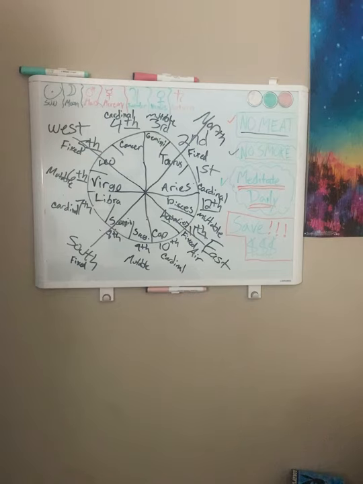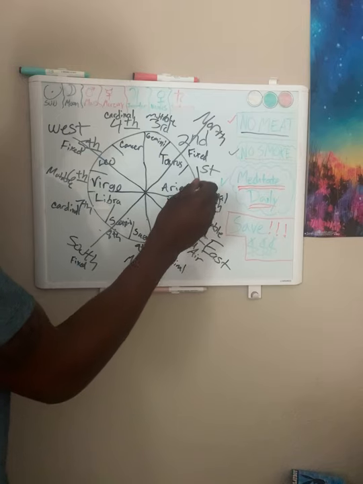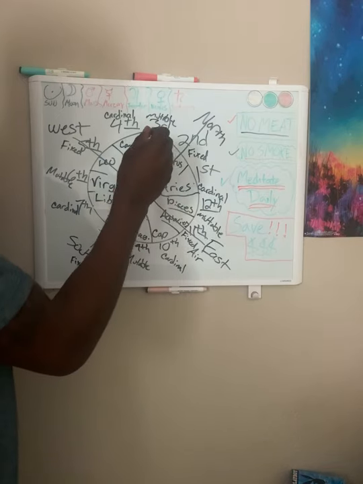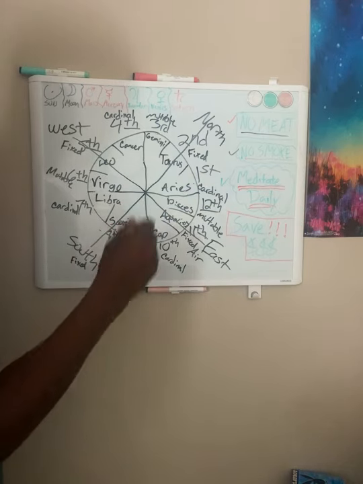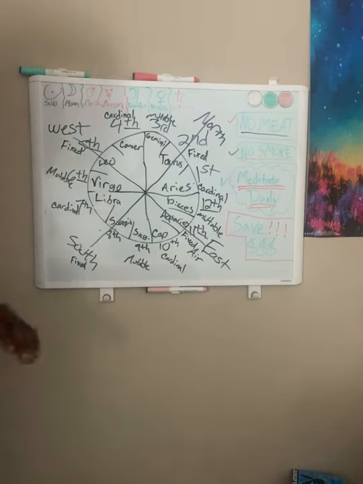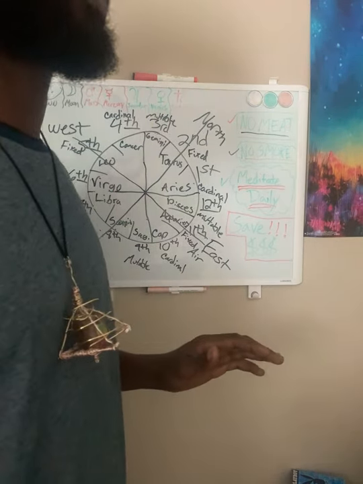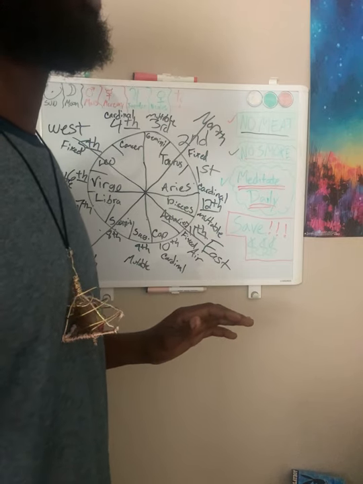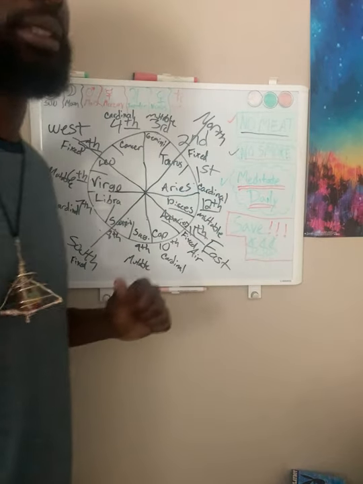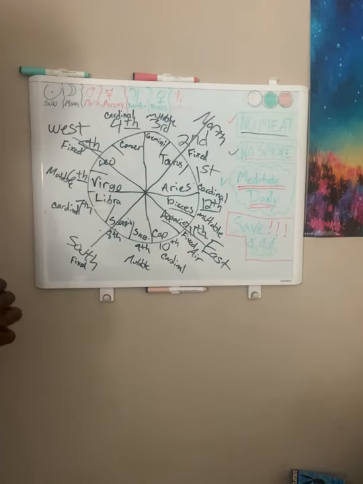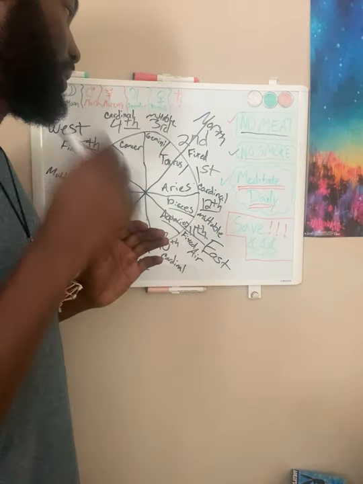so now you see we have cardinal, fixed, mutable, cardinal, fixed, mutable, cardinal, fixed, mutable, cardinal, fixed. So all of the fixed zodiac signs represent the fixed points on the compass, right? North, south, east, west. So think about that for a second, and how that relates, okay?